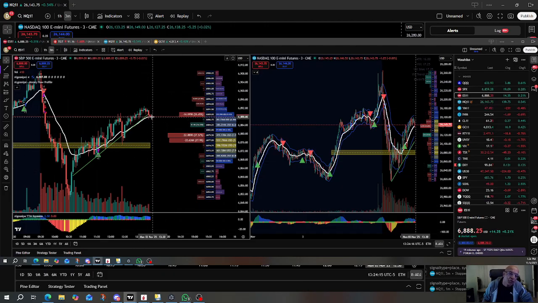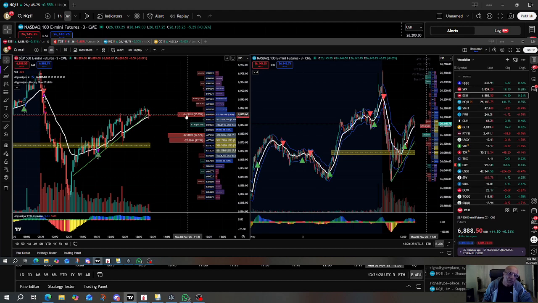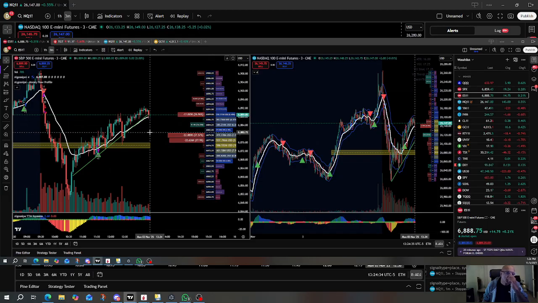Even though this is pointing me to the short, I would not be long here. And if you were, I would take my profit. Chances of this coming to the downside are good, because this market is telling us right now, we got a little bit of volume here. We got a volume profile that is telling us, hey, there's selling going on, and this is trying to go to the downside as well.